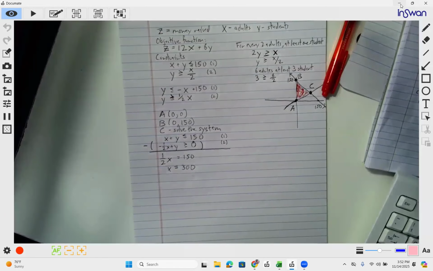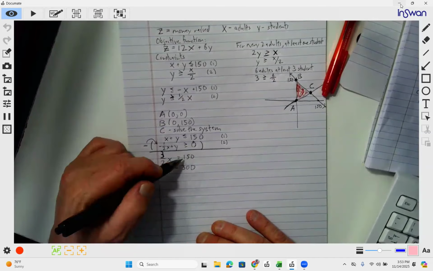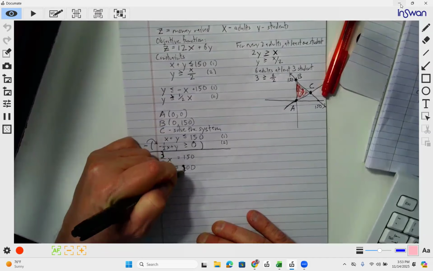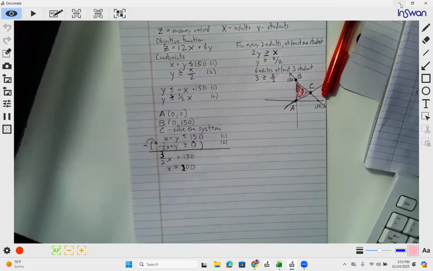Negative 1/2 x. Oh, it would be 75. I made a computational error, right? This is x plus y is less or equal to 150 minus negative. This should be 3/2. I forgot to distribute this minus sign. That's why we use the addition method, right? So we don't screw up the sign. So that would mean that this is 300 divided by, so I multiplied both sides by 2/3. This is 100. Sorry, made a computational error. All right, so now x is equal to 100.